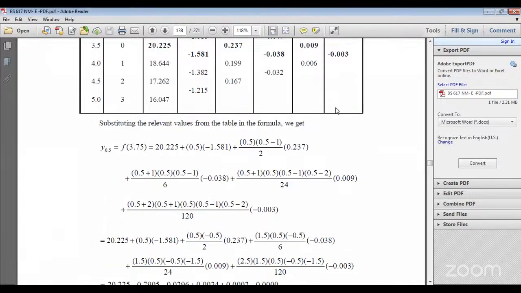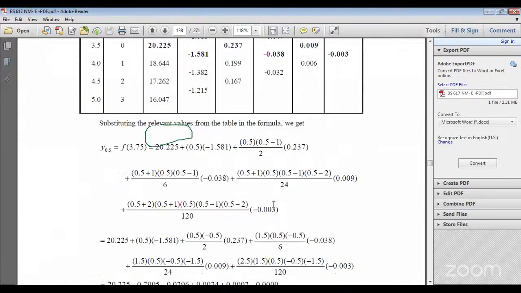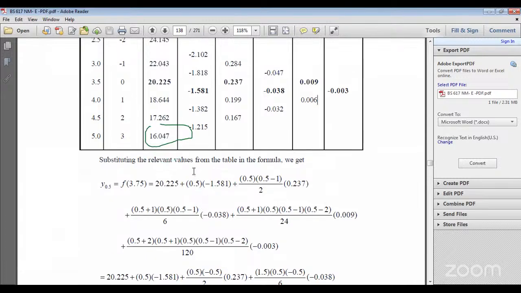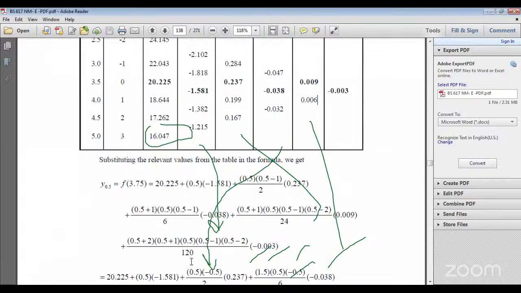So substituting the relevant values from the table in the formula, f of 3.75 is equal to 20.225 plus 0.5 into the first difference, plus 0.5 into 0.5 minus 1 by 2 factorial into the second difference, plus 0.5 plus 1, 0.5, 0.5 minus 1 by 6 into the third difference, plus 0.5 plus 1, 0.5, 0.5 minus 1, 0.5 minus 2 by 24 into the fourth difference, again 0.5 plus 2, 0.5 plus 1, 0.5, 0.5 minus 1, 0.5 minus 2 by 120 into the fifth difference, minus 0.003.